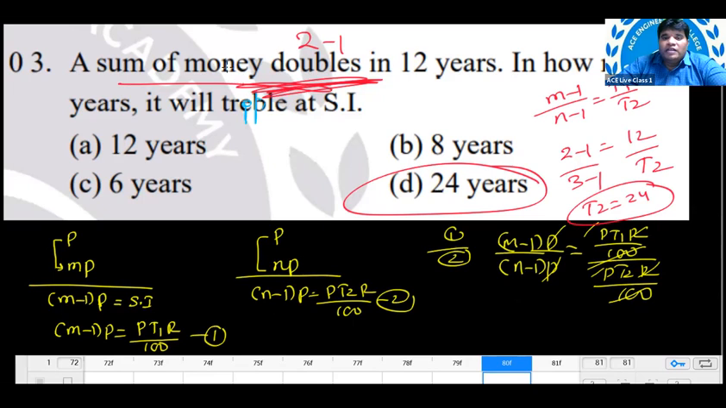So double means what is the interest? One time interest in 12 years. 2 times interest in how many years? That is a simple question. One time interest, 12 years. Triple means interest is 2 times. So how many years? 24 years. Cross multiplication.